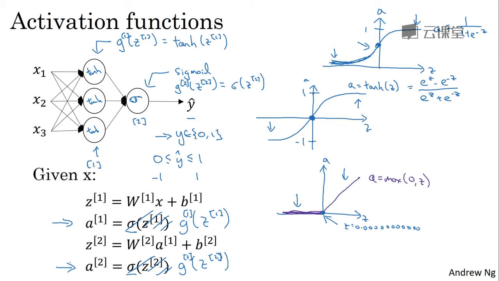So here are some rules of thumb for choosing activation functions. If your output is 0, 1 valued, if you're using binary classification, then the sigmoid activation function is a very natural choice for the output layer.